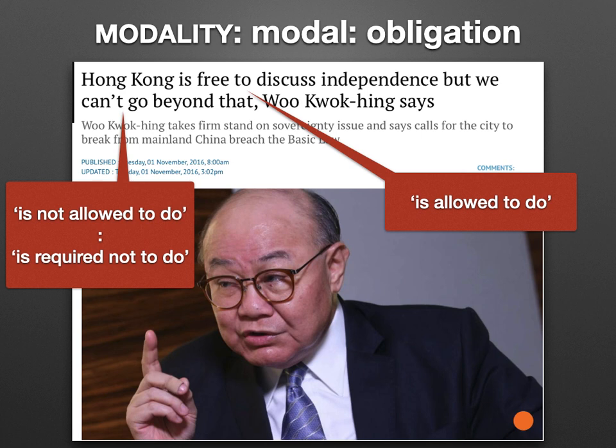Well, it's something we'll come back to. It's not a modal operator, right? In terms of the finite, it's temporal, but free to discuss, that actually means permission, is allowed to discuss. So meaning low obligation, permission. So he's saying in Hong Kong people are allowed to discuss, but then he goes on to say, but we can't go beyond that. And what does can't mean? Now we have a modal auxiliary fused with a negative, is not allowed to do, or is required not to do. So two different angles of getting in. So can't go beyond that. That's high obligation.